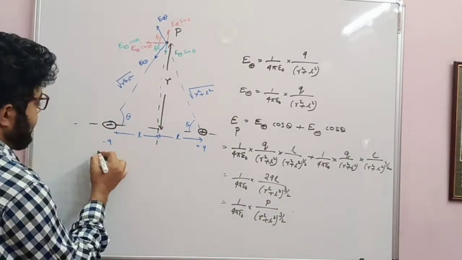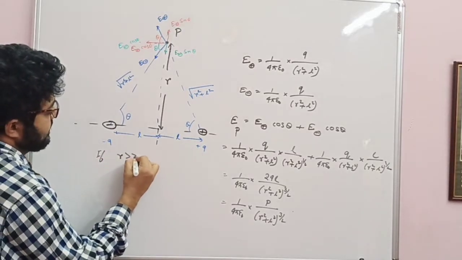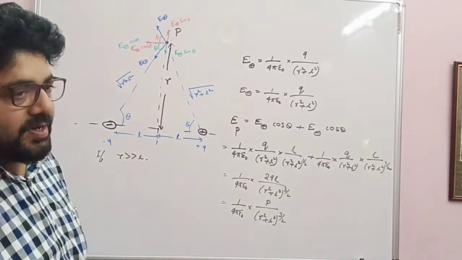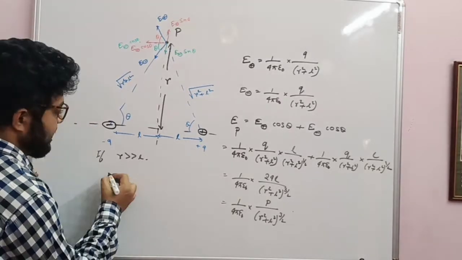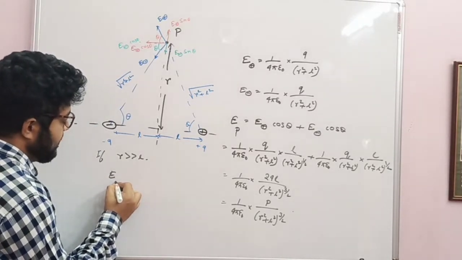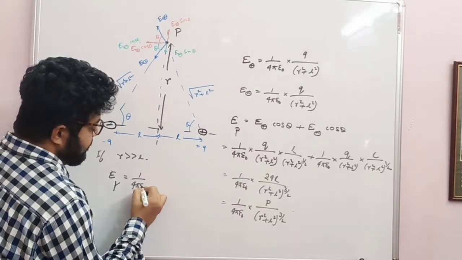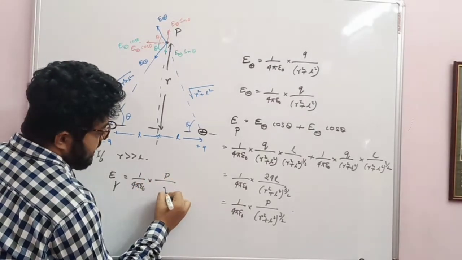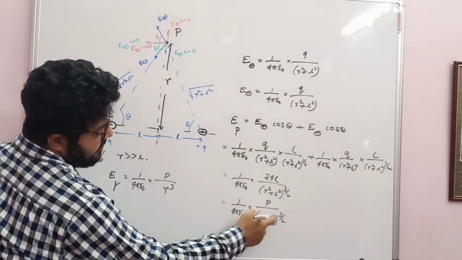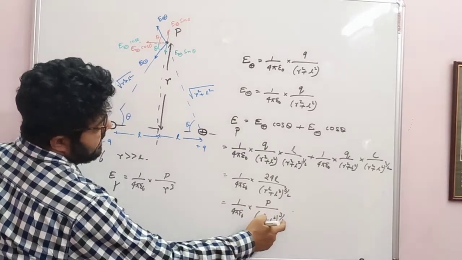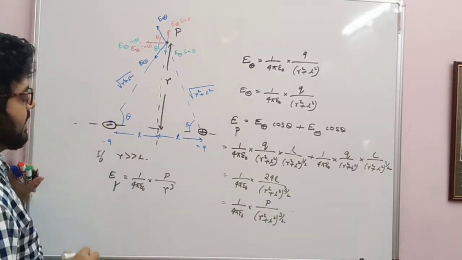Now if r is greater than L, we can neglect L square with respect to r square. So after neglecting, the electric field at P, the equatorial position, is 1 by 4 pi epsilon naught P by r to the power cube. L square cancels with r square, and 3 by 2 becomes r cube.